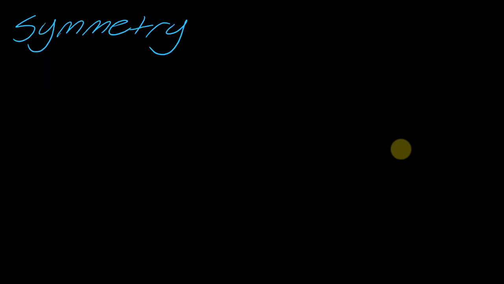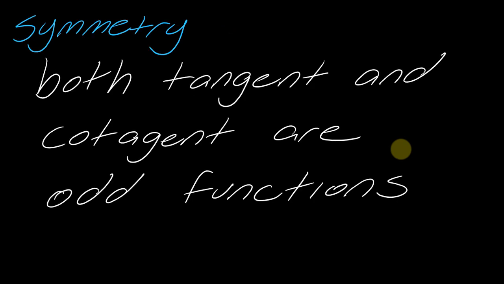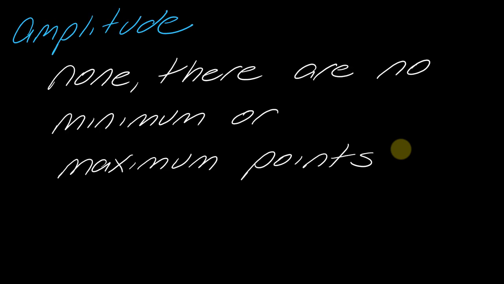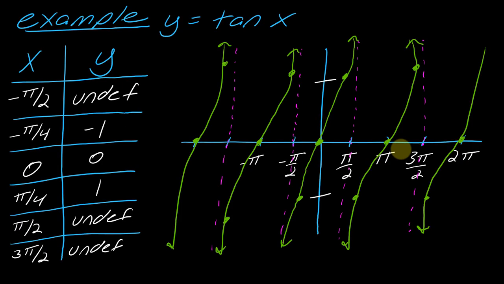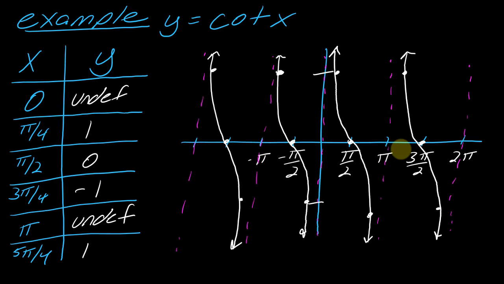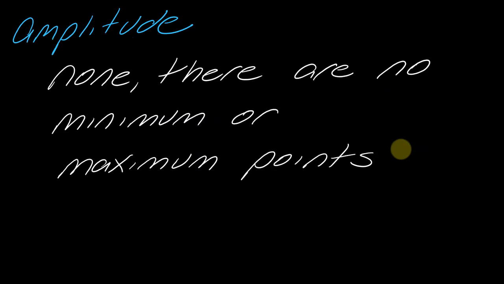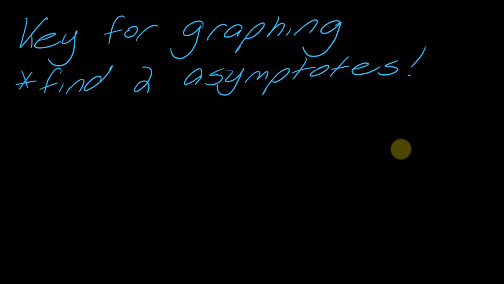As far as symmetry goes, I do want to say that both tangent and cotangent are odd functions. Just want to mention that. And then for amplitude, there's no amplitude for either of these, because these graphs, look at them, neither one has a minimum or a maximum point. That's the thing you need with amplitude, so they don't have amplitude. So there is none.